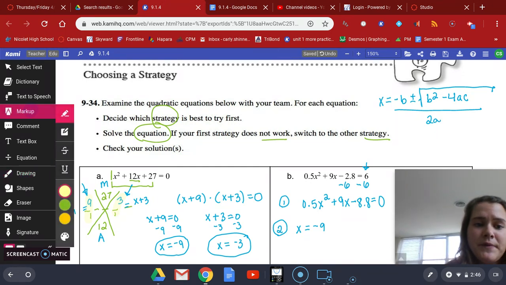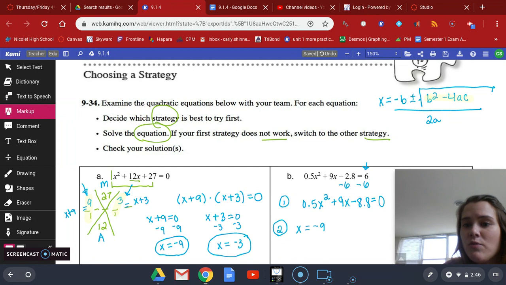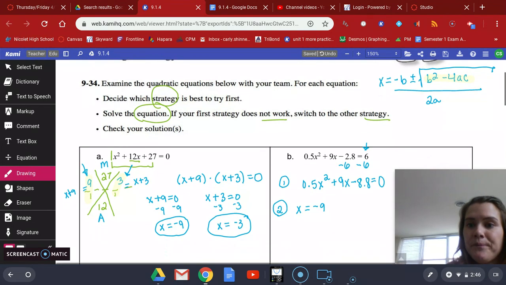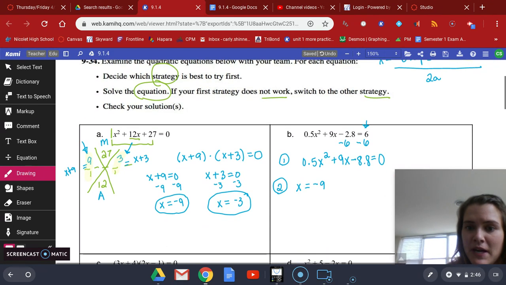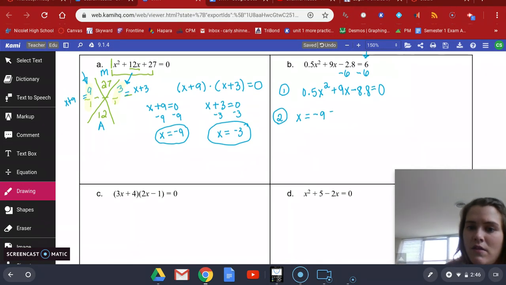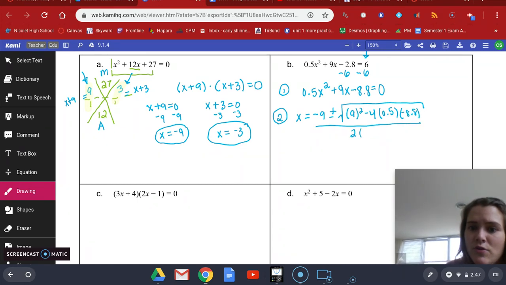And then I'm just going to highlight under the root, right? That's my discriminant. So that's pretty important. Okay. So moving on, I'm going to do the opposite of B, plus or minus the square root of 9 squared minus 4 times A times C. Don't forget that negative, all over 2 times a half.